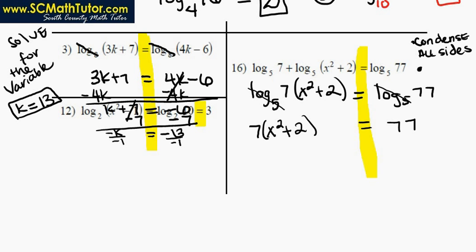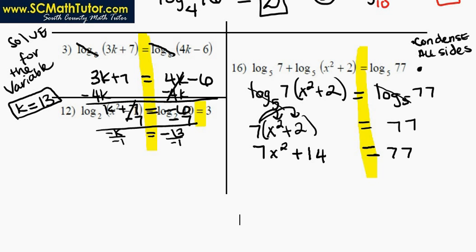A linear equation would just have an x. Linear means an x will be the highest exponent of the variable, and quadratic is the variable squared. Some of you might divide both sides by 7, and that would be perfectly fine. But I think most of you would distribute the 7, so that's what I'm going to do, just because I believe a lot of people will go to the distributive property. 7x squared plus 14 is equal to 77.